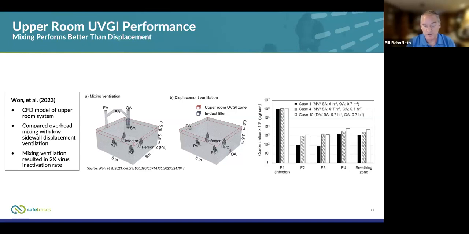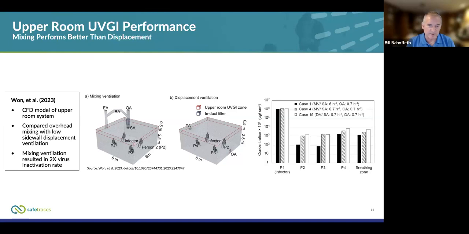So for tuberculosis, it should do 20 air changes per hour, equivalent roughly, and a lot more than that for a virus that has a lower rate constant. And so we compared mixing ventilation at a typical level of 6 air changes per hour supply, about 1 CFM per square foot, with 0.7 air changes per hour of outdoor air. And then we also looked at overhead mixing at 0.7 air changes per hour, which would be like a dedicated outdoor air system, and displacement at 0.7.